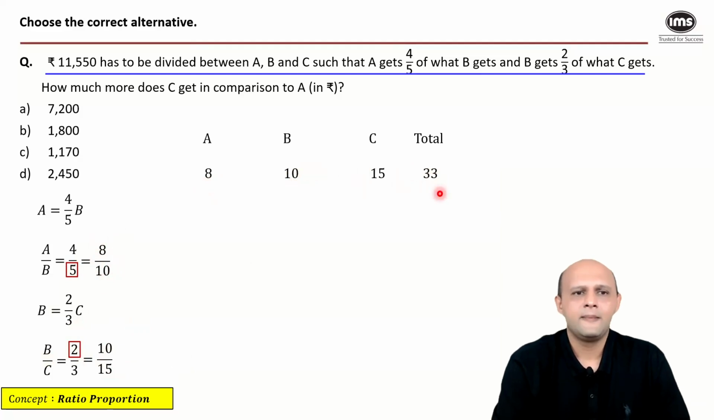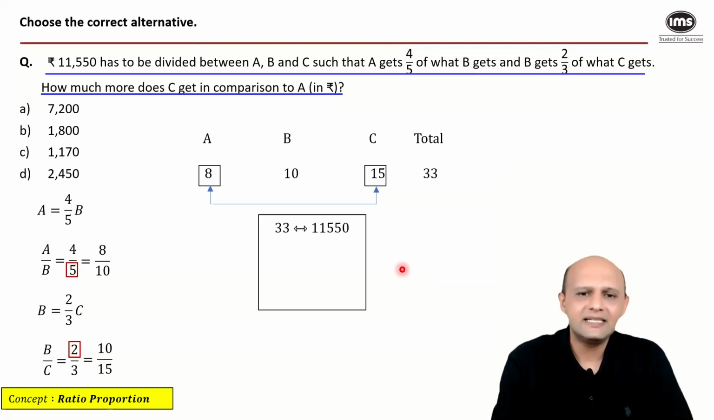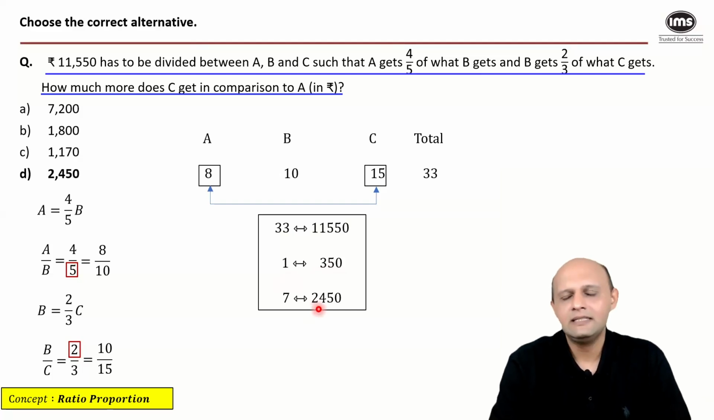Now, what is asked? How much more does C get in comparison to A? C gets 7 parts more. If 33 parts are 11,550, one part would be 350, because 33 threes is 99, you're left with 165, which means 33 into 5, and you have a 0 at the end. So one part is equivalent to 350 rupees. If one part is 350, 7 would be 350 into 7, which is 2450. So 2450 would be the answer. This brings us to the end of the QA section of JIPMAT.